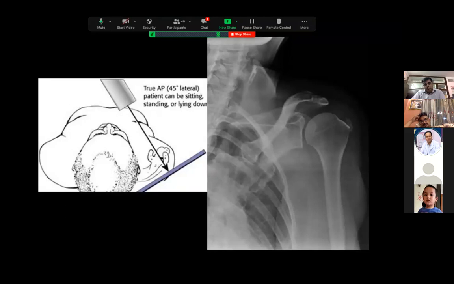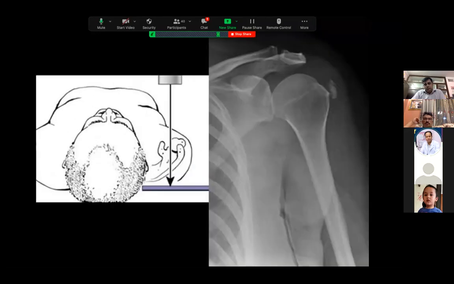You can ask the patient to stand, rotate the patient towards the same side about 45 degrees, and then project straight. This is how we get the true AP view of the shoulder joint. And if we project like this, which they normally do, you will get the not-true AP view of the shoulder joint, and you will see the pear-shaped glenoid.